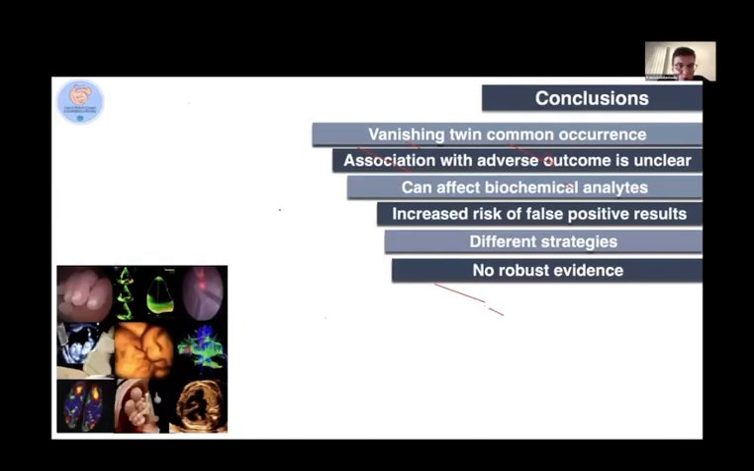So to sum up, and I hope not to have bored you, especially at this time, vanishing twin syndrome is a relatively common phenomenon. Also, the association with clinical outcome is controversial. The evidence is that it can affect biochemical analytes when we perform combined tests, and this can also lead to increased risk of false positive results when we apply cfDNA based technique. We have different strategies, which I think I explained in a decent way, and there is no robust evidence of which option we should go for.